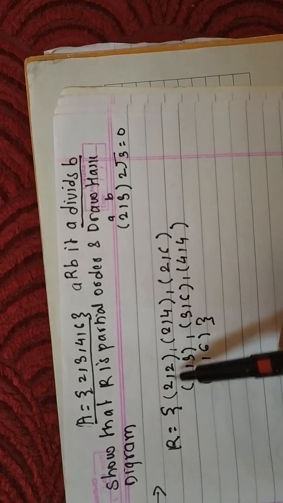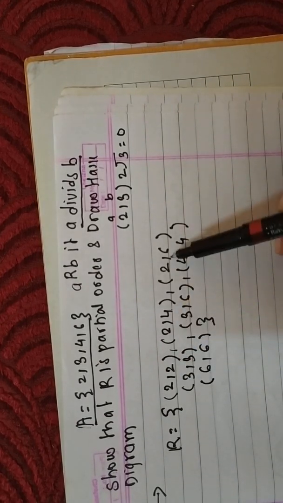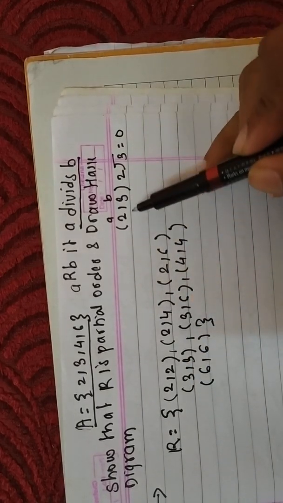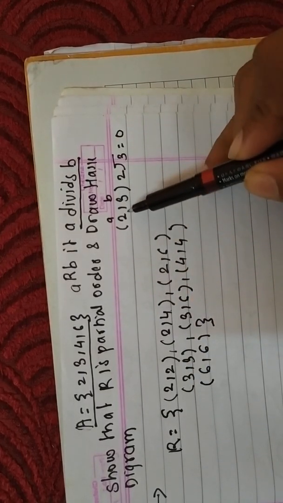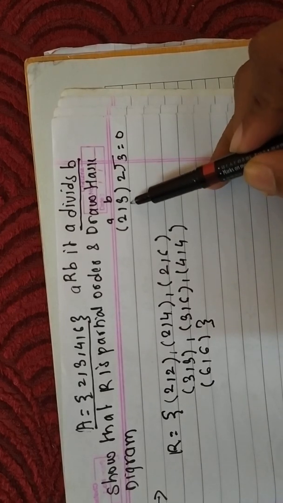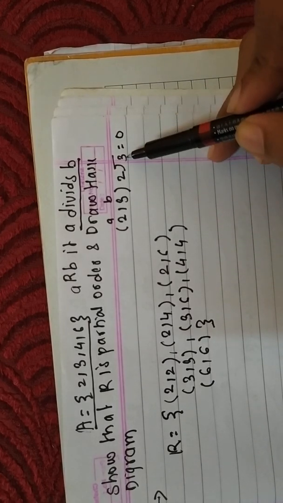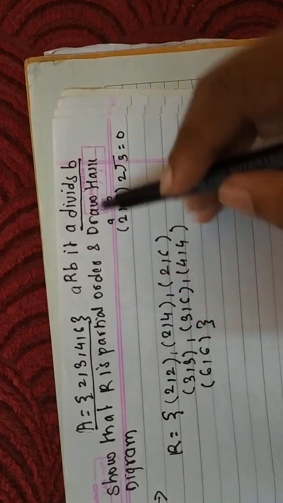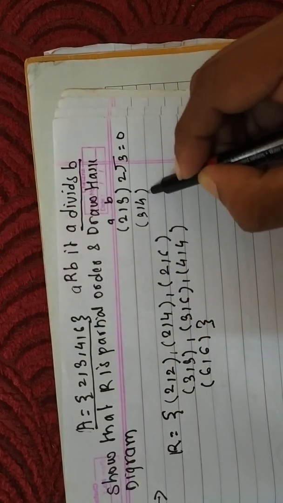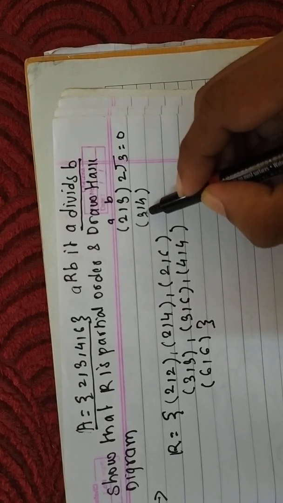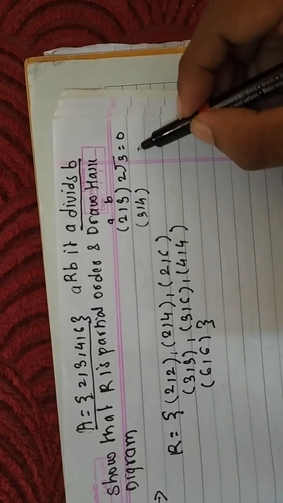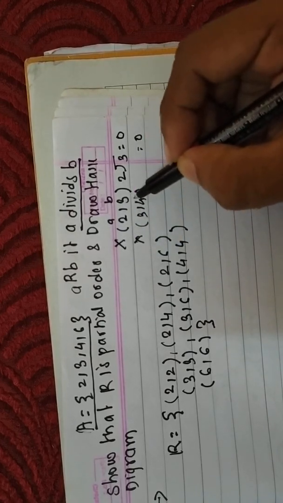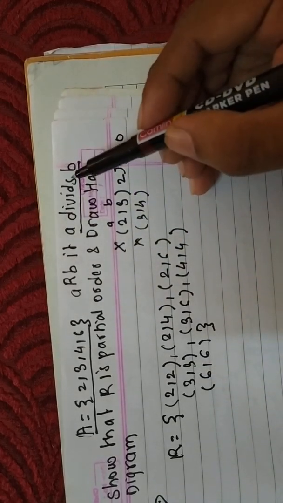Okay. Where 2 divides 2, 2 divides 4, 2 divides 6. So all such elements we have mentioned here. Okay. We cannot add 2, 3 in it because 2 does not divide 3. We are not getting remainder as 0 when we perform 3 divided by 2. Similarly, 3 divided by 3. 4 also we cannot add because when we divide 4 by 3, we are not getting remainder as 0. So these elements we cannot add here in this R because this condition is given.